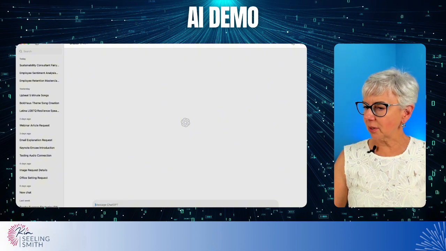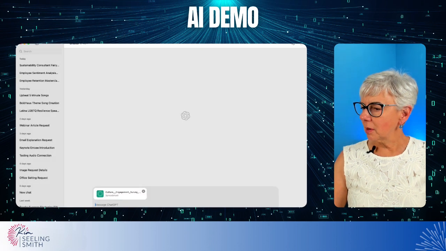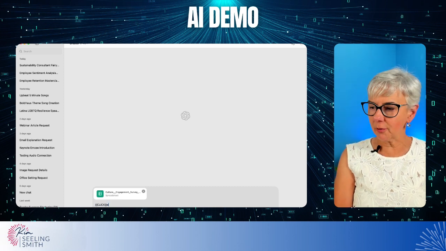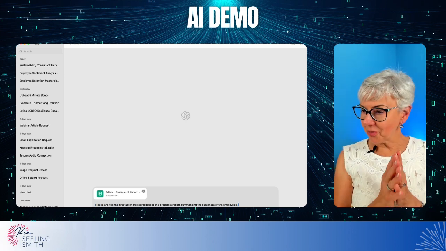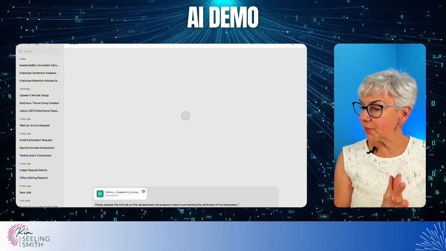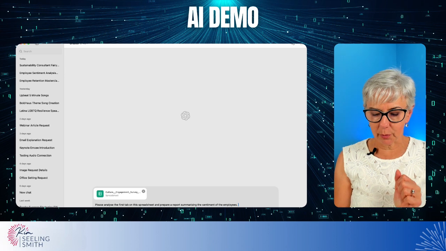So I'll load up the data here. This is just a spreadsheet with 2 tabs, and I've created some shortcuts using Text Expander. The first shortcut that I put in is: please analyze the first tab on the spreadsheet and prepare a report summarizing the sentiment of the employees.